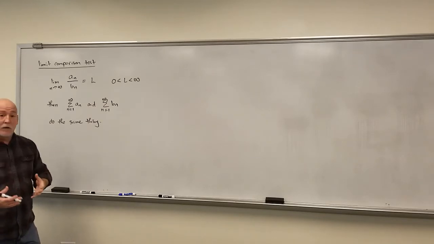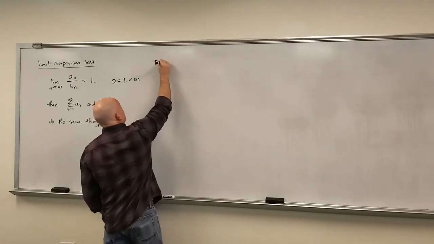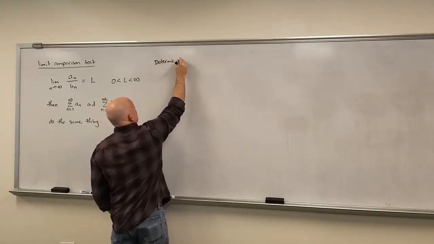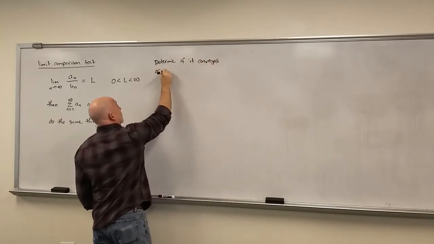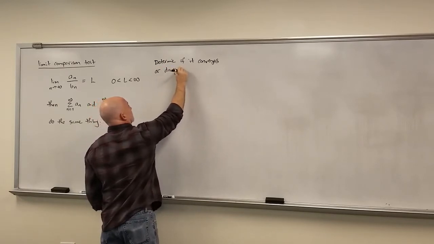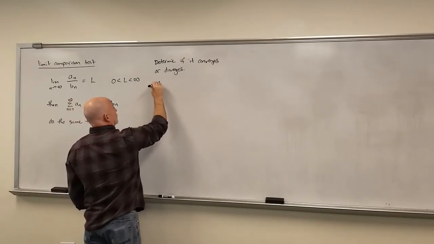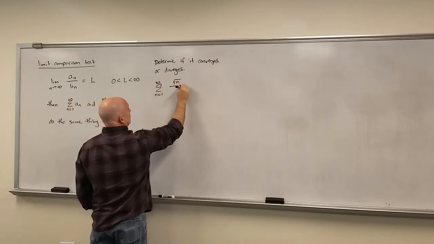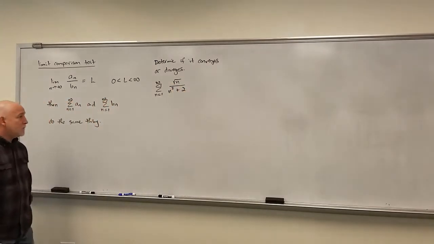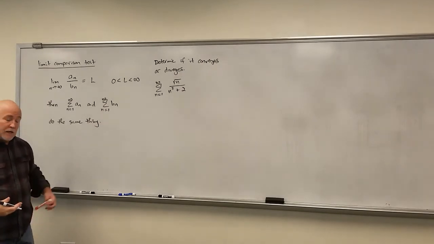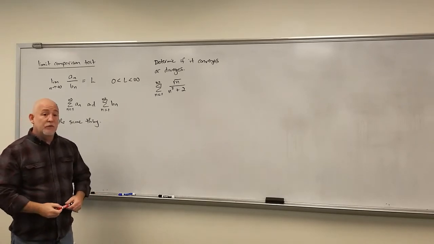So this is actually going to work a lot like our direct comparison test in how we set it up. Let's say we want to determine if it converges or diverges. Let's say we have the sum from n equals 1 to infinity of the square root of n over n cubed plus 2. Pretty ugly looking. But we're going to do the same kind of idea that we did with our direct comparison and try to decide whether or not we think this converges or diverges.